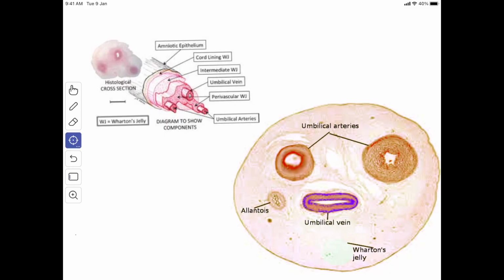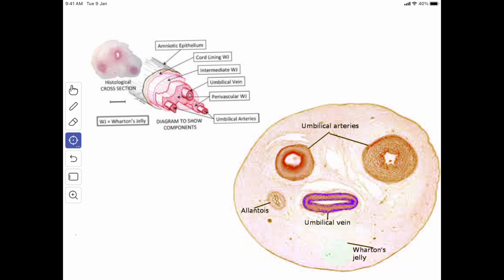Next we'll see the contents of the umbilical cord. So you have two umbilical arteries and one umbilical vein. The arteries are two in number and they are derived from the ventral division of the internal iliac artery, and they convey the deoxygenated blood from the fetus to the chorionic villi of the placenta. The umbilical arteries are spirally arranged and they present a thick muscular wall.